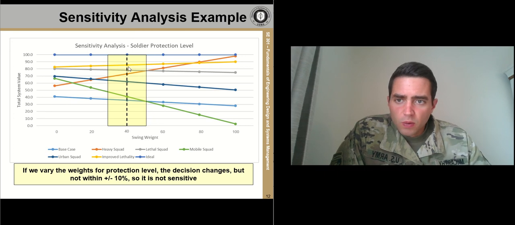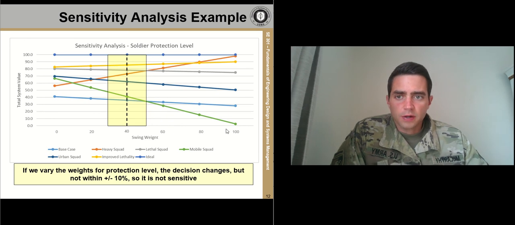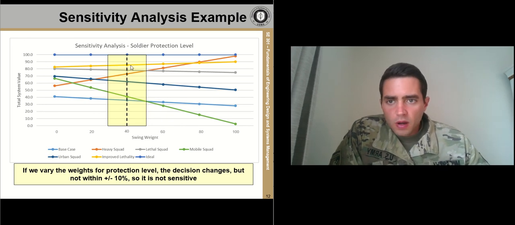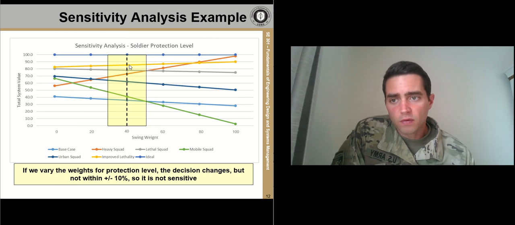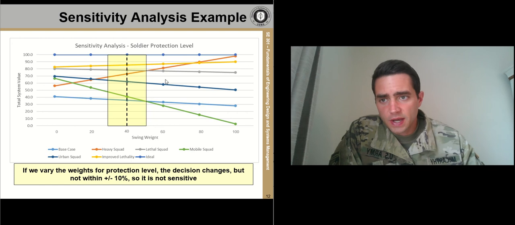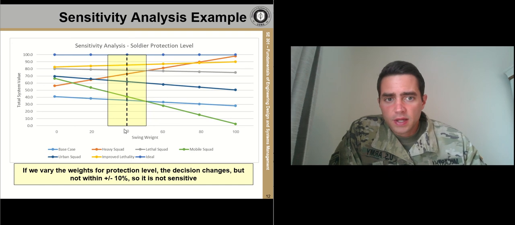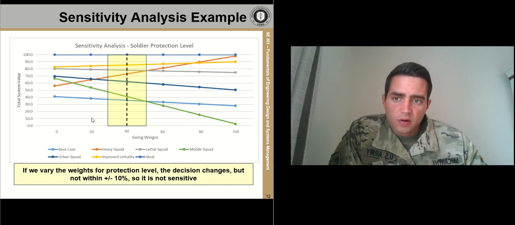And with a swing weight of 40, we identified that improved lethality alternative is the best alternative, this yellow line up here. And of course we always have the ideal, which will be 100 across the top throughout all swing weights 0 to 100. So by plotting the overall value, which is represented on the y-axis, against the swing weight, we can see across the broad range of swing weights how the alternative changes.